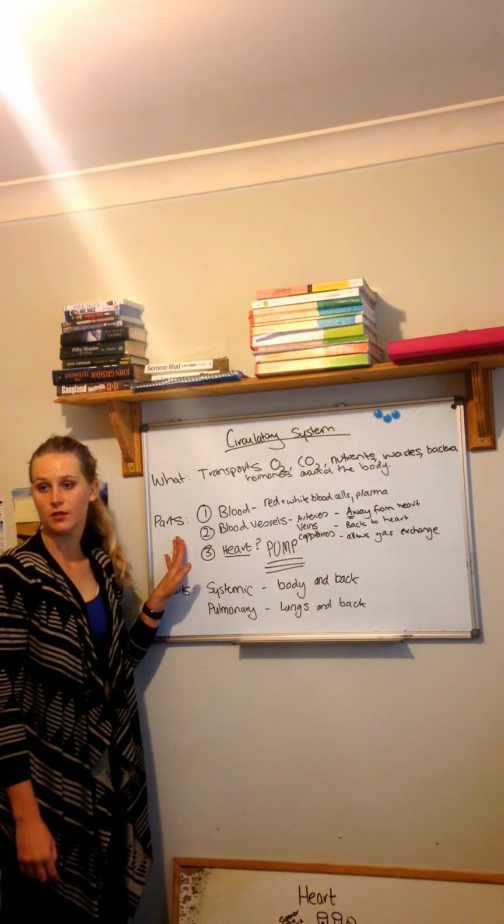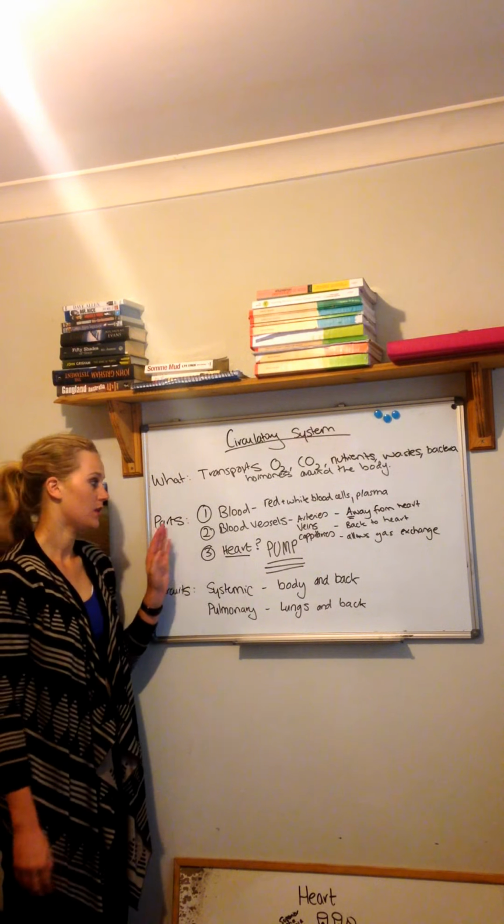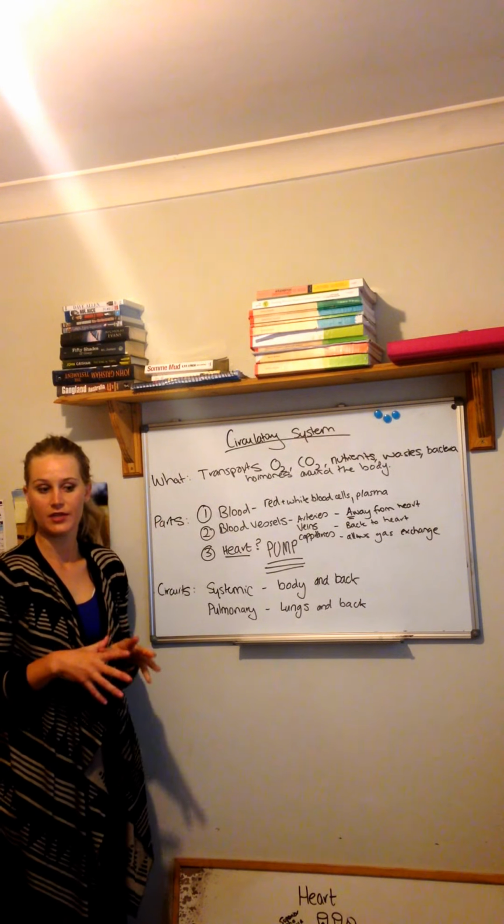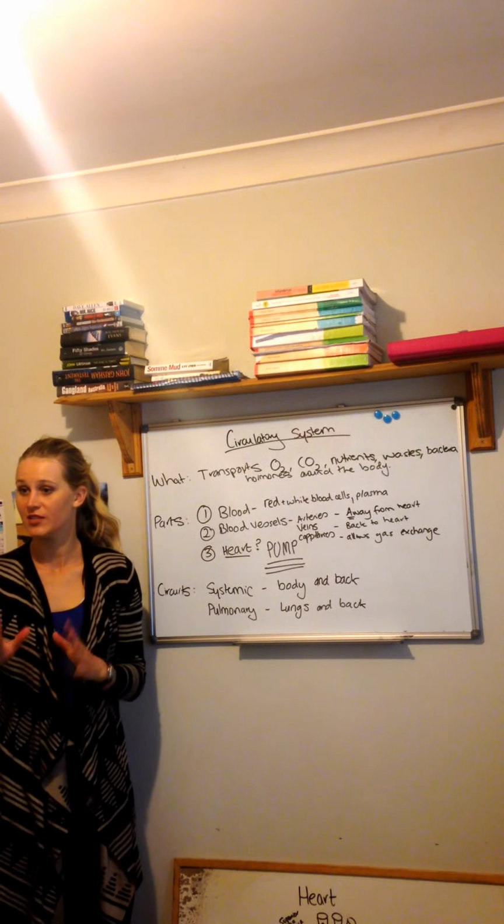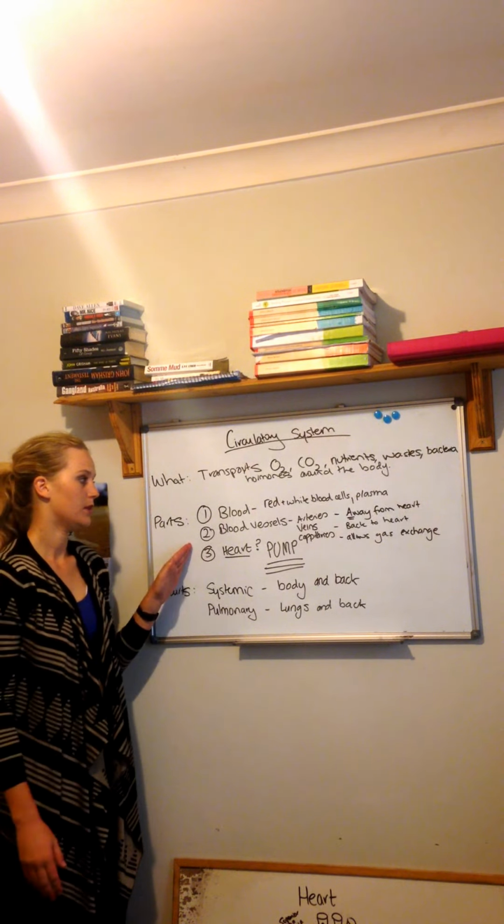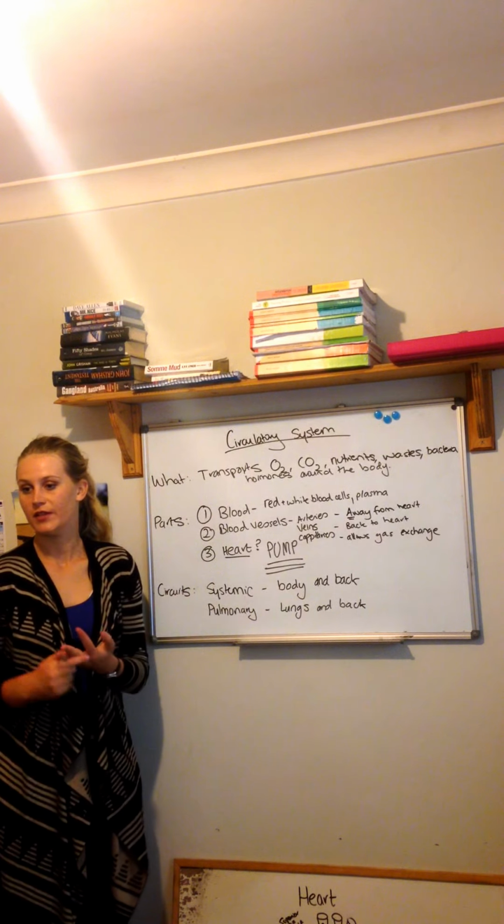There are 3 parts that compose the circulatory system. The first one is the blood, and the blood is made up of red and white blood cells as well as plasma and a few other things. Just stick with those ones. Blood vessels, they're made up of arteries, veins and capillaries.